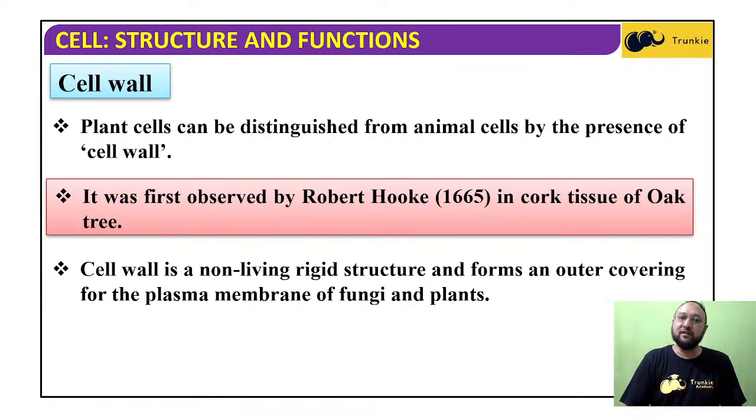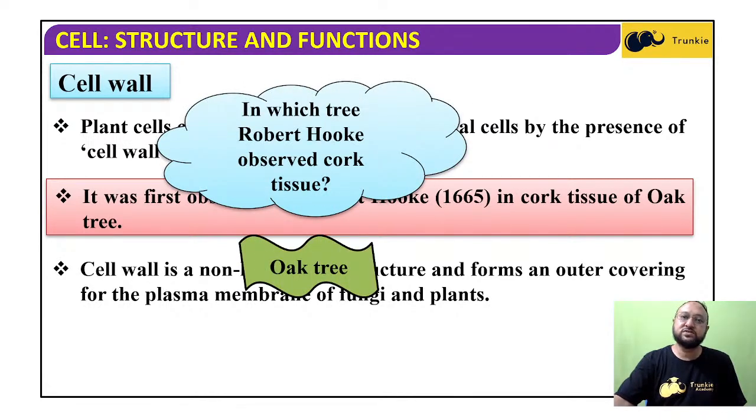Cell wall is a non-living rigid structure and forms an outer covering for the plasma membrane of fungi and the plants. So this is found in fungi and the plants. In which tree did Robert Hooke observe it? It is cork, and it was the oak tree. So cork tissue was from an oak tree.